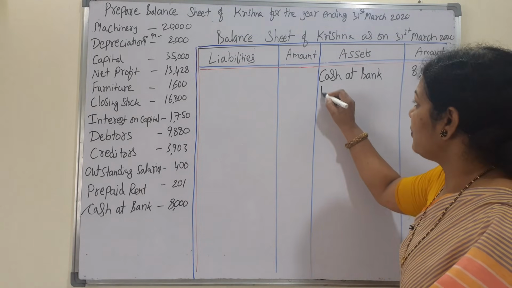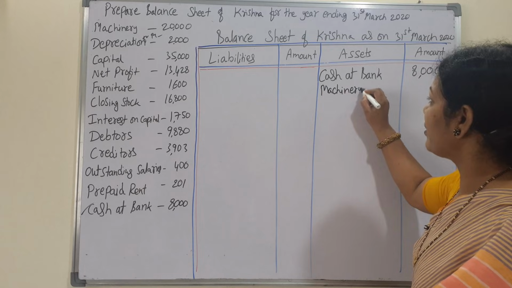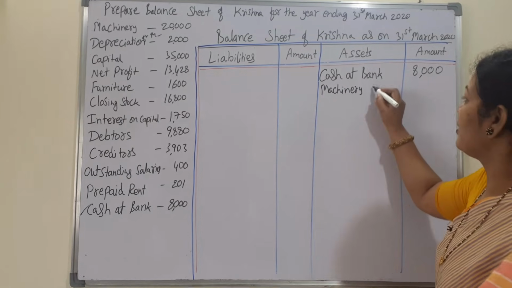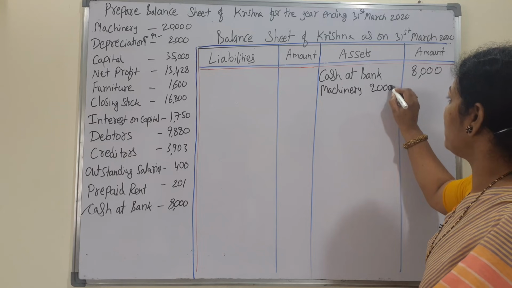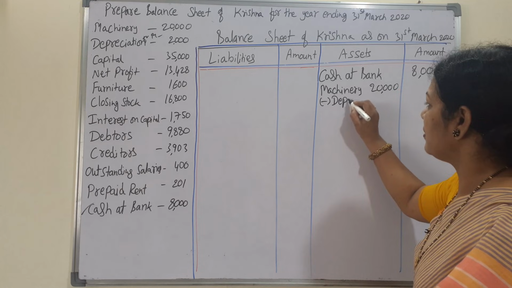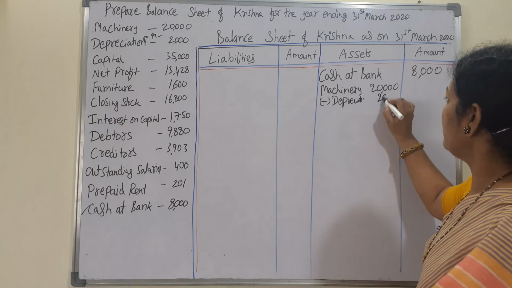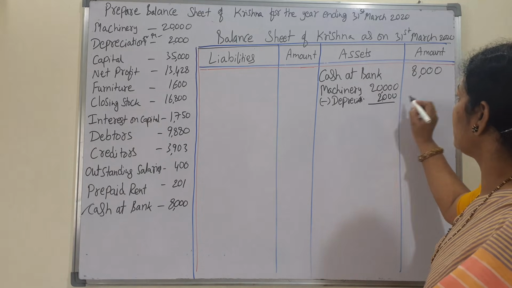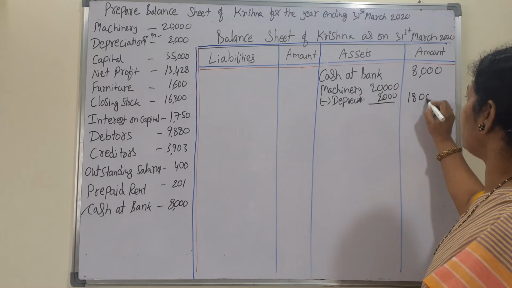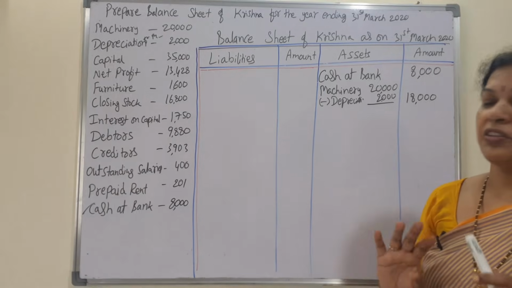So I'll write machinery first in the inner column, because depreciation is there. Inner column amount 20,000 minus depreciation 2,000. If you deduct it, the amount comes in the outer column: 18,000. So this is machinery, and depreciation is over.